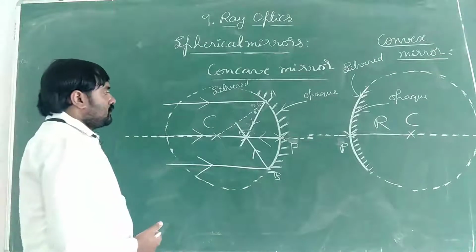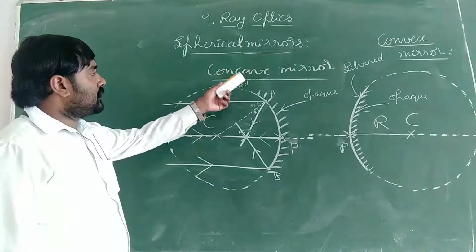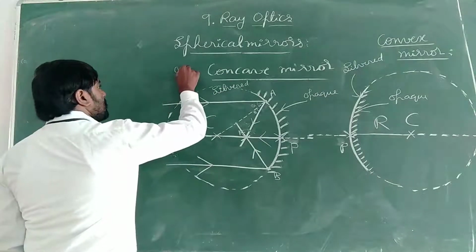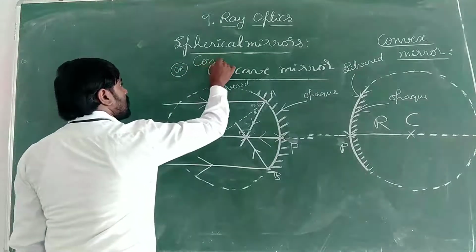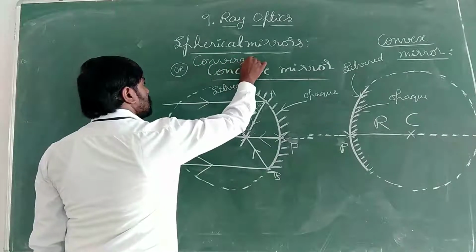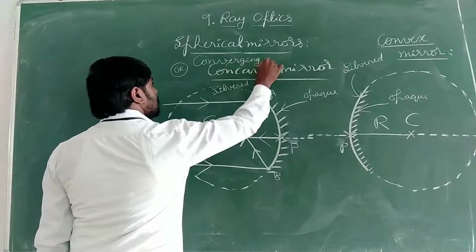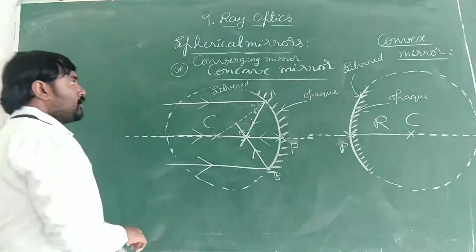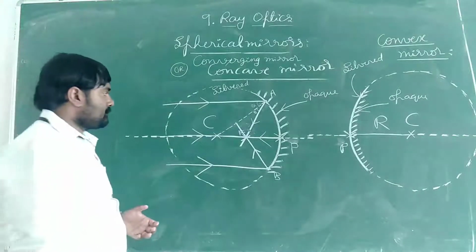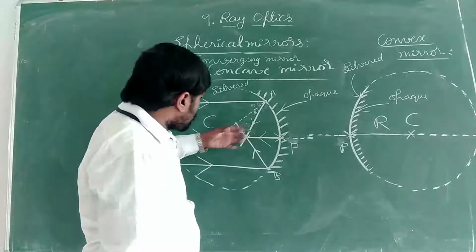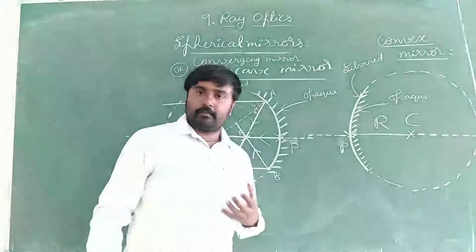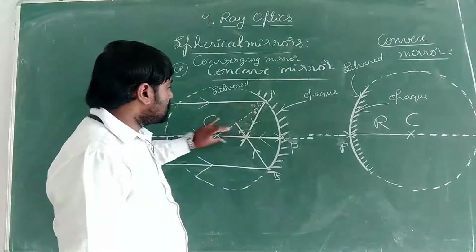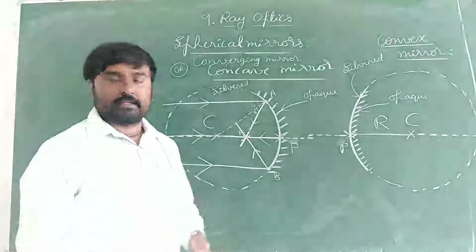So the concave mirror is also called the converging mirror. Why is it called the converging mirror? Because it converges the parallel beam of light.